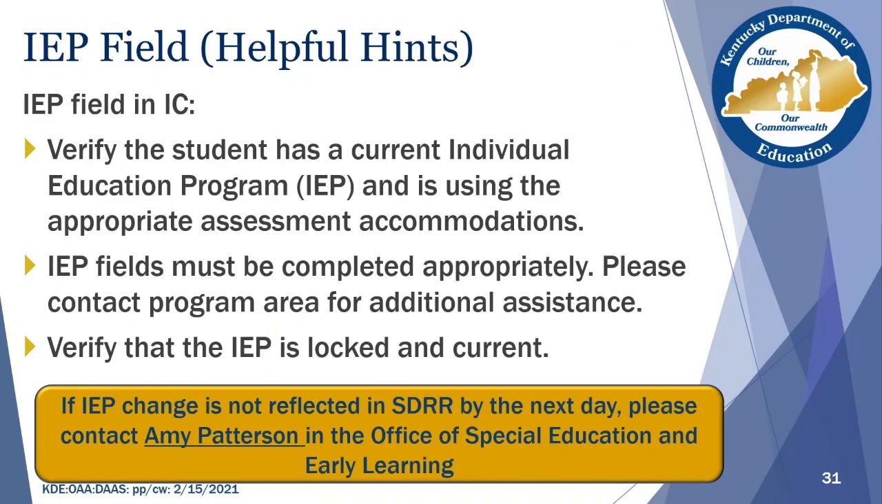If you made a change to the IEP and do not see it reflected in SDRR the following day, please go ahead and contact Amy Patterson in the Office of Special Education and Early Learning by phone at 502-564-4970 or by email at amy.patterson@education.ky.gov.